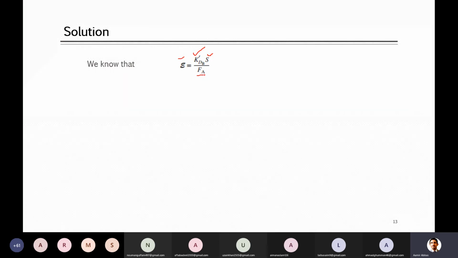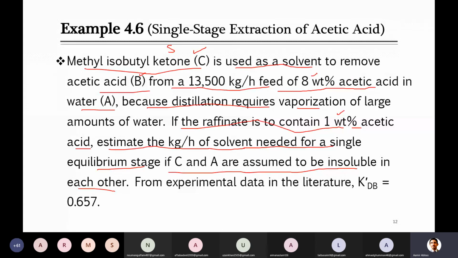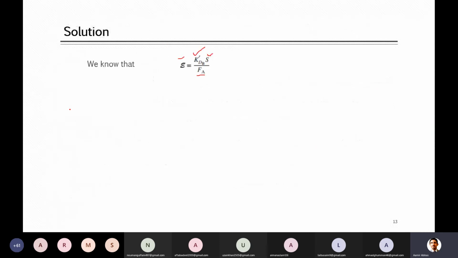Yes, it is given, because this is the flow rate of the carrier, the initial solvent, which is water in this case. Because we know acetic acid is 8% of the system, and of the 13,500, 92% will be water. So it means we have 2 terms here. The third one, which is epsilon, is just missing.